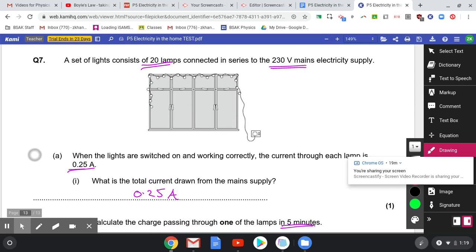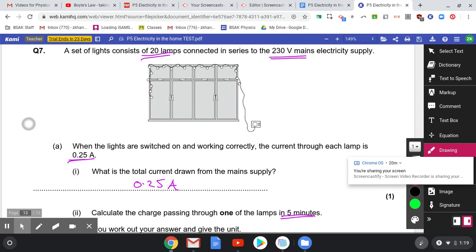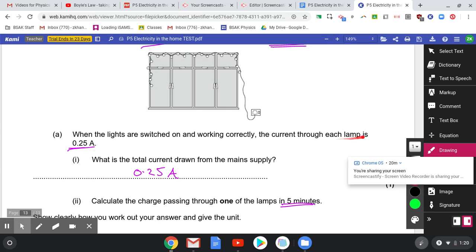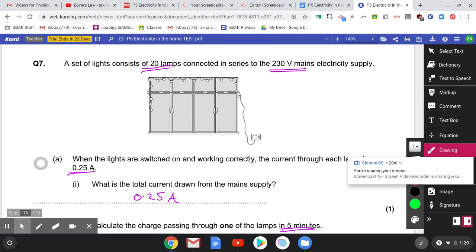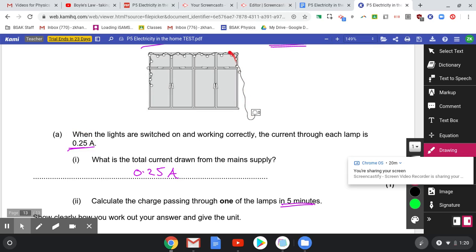Question 7. Here is where P4 and P5 overlap. You've got 20 lamps connected in series, so it's a series circuit. 230 volts is supplied. Now 230 volts is shared amongst the 20 lamps. And the current through each lamp is 0.25. So what is the current drawn from the mains electricity supply? Remember, in a series circuit, the current is the same everywhere. So the current is 0.25 everywhere.